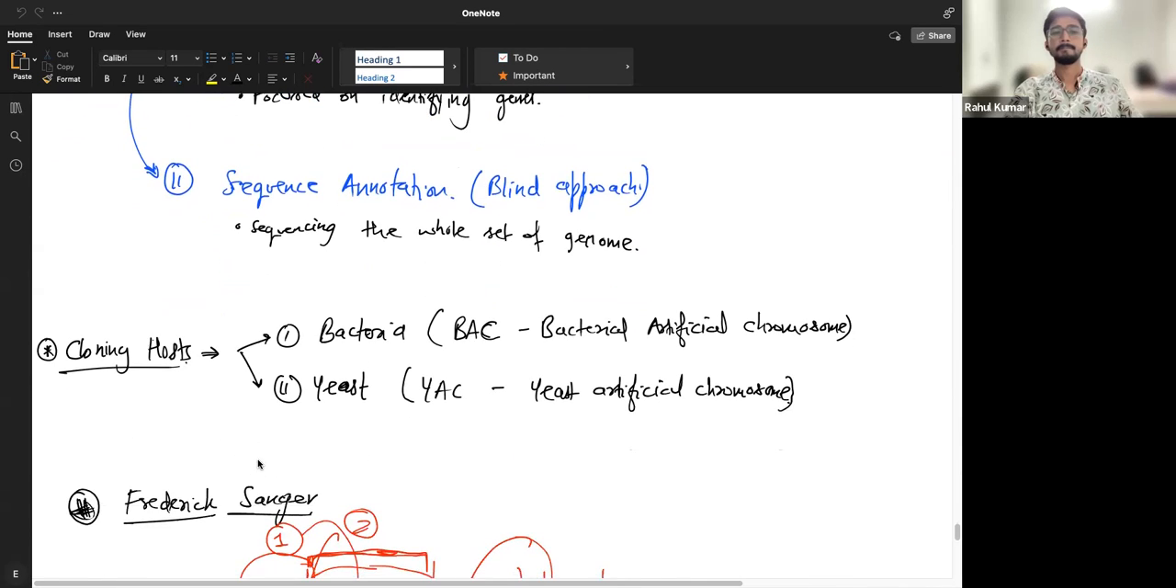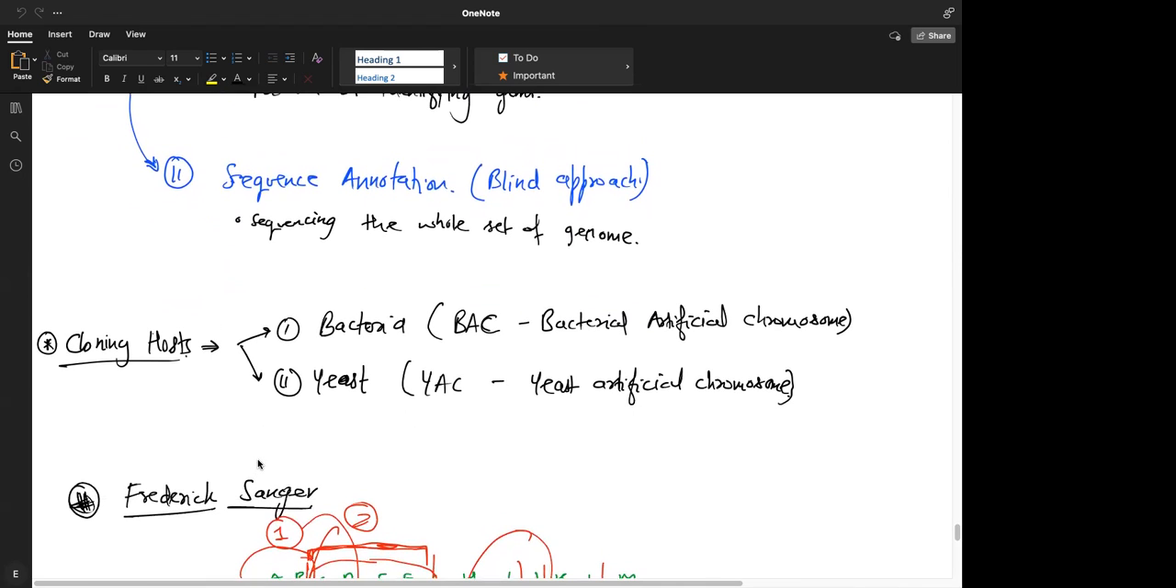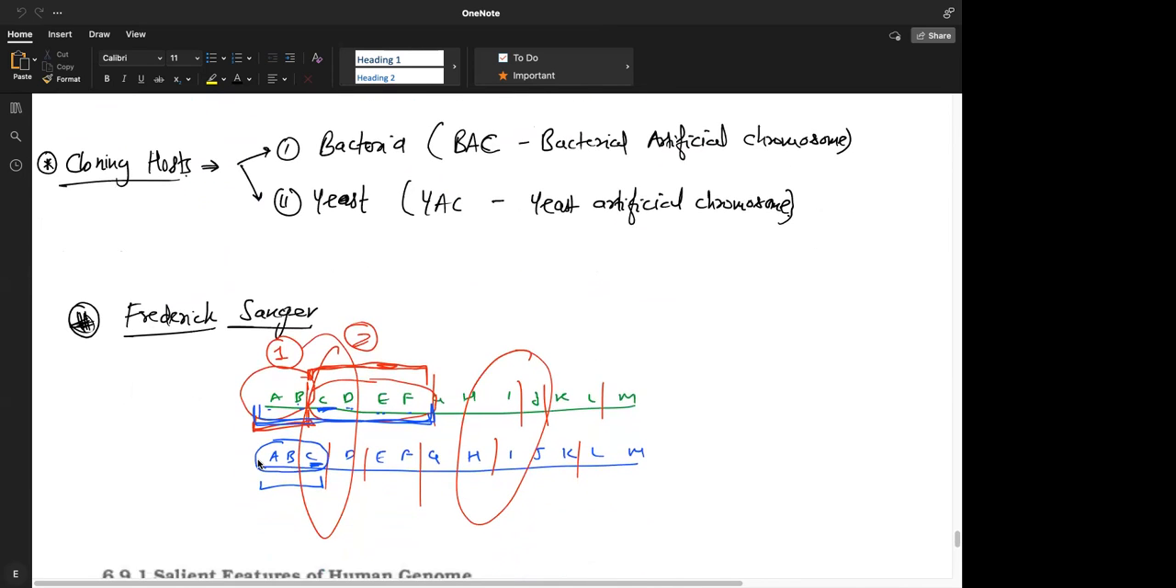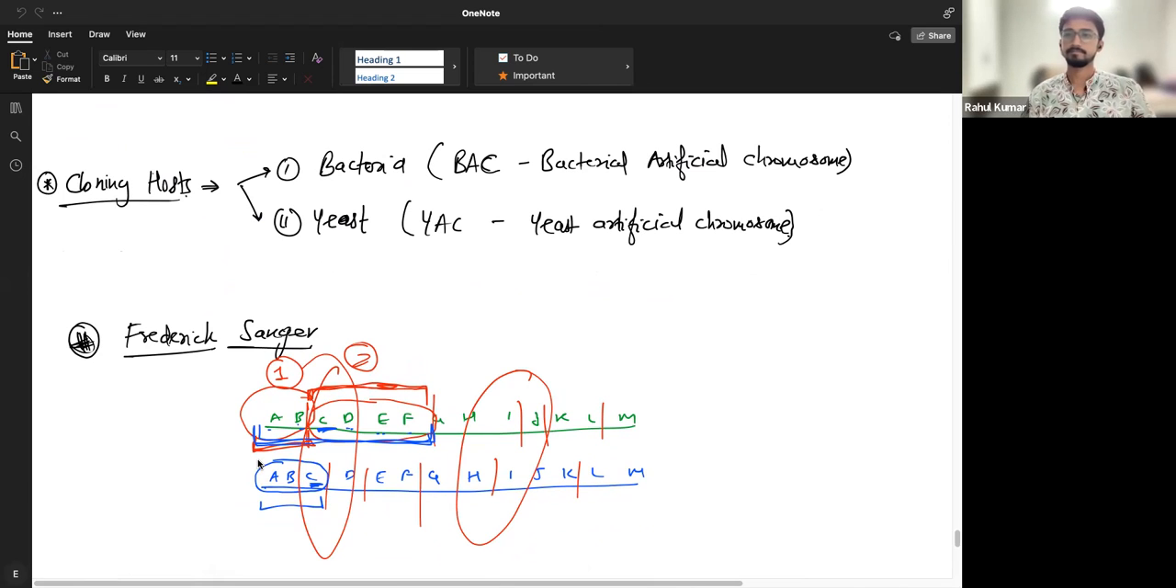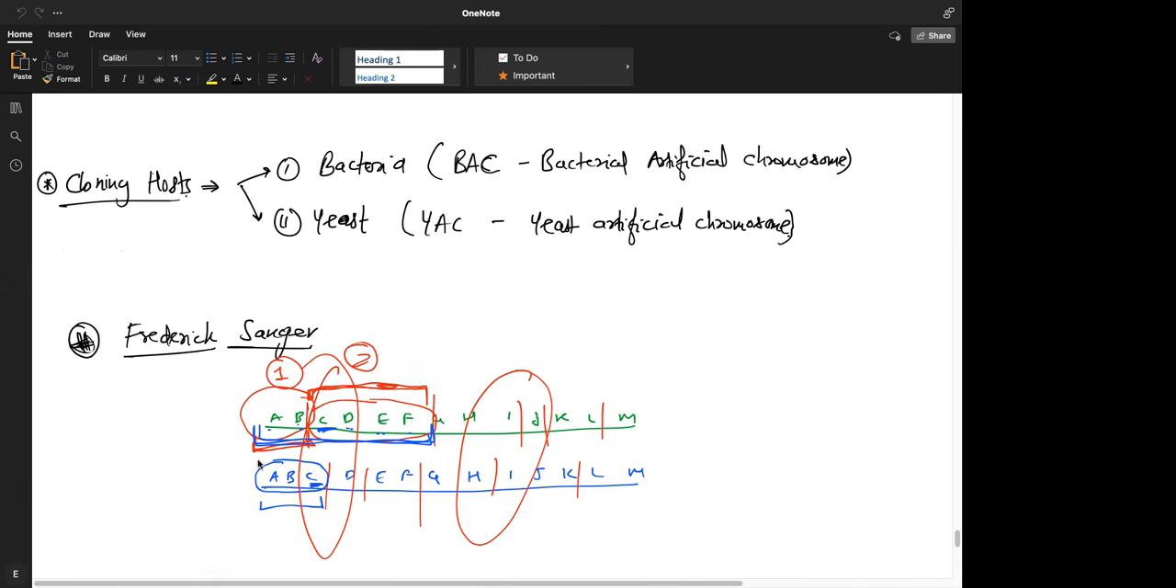Then for sequencing, the total DNA from a cell is first isolated and then converted into random fragments of smaller sizes. Then the fragments were cloned in a suitable host, mainly bacteria and yeast.